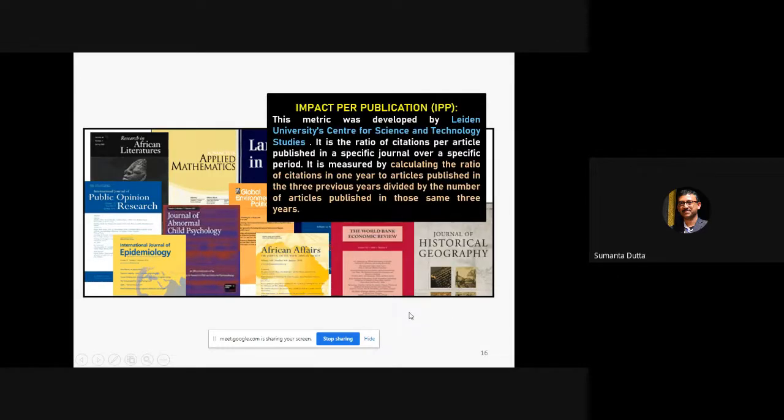Now we are coming to another part, IPP, impact per publication. Now, why is IPP important?